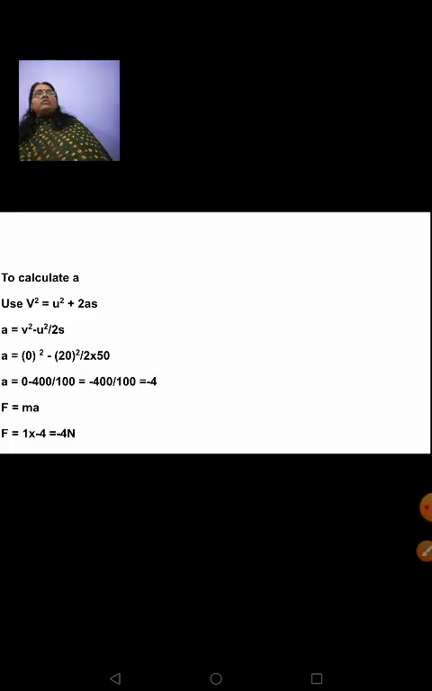So to calculate A, we'll use this equation of motion: V square is equal to U square plus 2AS. Okay. We want A. So what will be the formula? V square minus U square upon 2S. Your V square is 0 the whole square. Your U square is 20 the whole square upon 2S is 2 into 50. Therefore, 0 square is 0, 20 square is 400 divided by 100. So 0 minus 400 will give you minus 400 upon 100, which is equal to minus 4. So acceleration we have calculated as minus 4. Now to calculate force, we will use the formula mass into acceleration. That is 1 into minus 4 will give you minus 4 Newton.